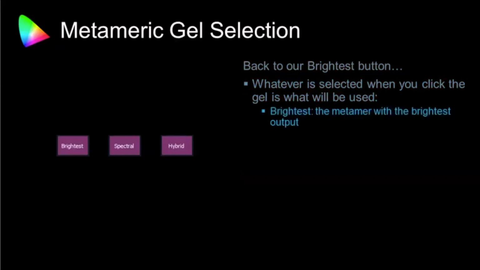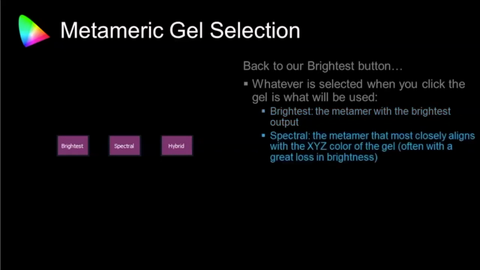For brightest, it's going to pick the metamer that has the brightest output, right? And so that will push more light to the stage. But oftentimes, that doesn't look necessarily as true as a gel in front of an incandescent source would.